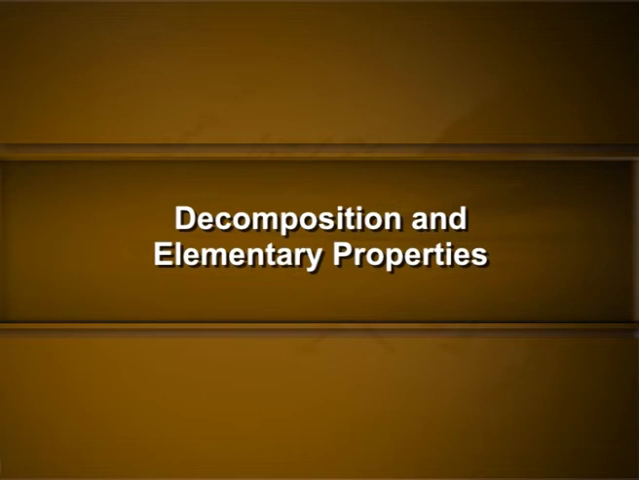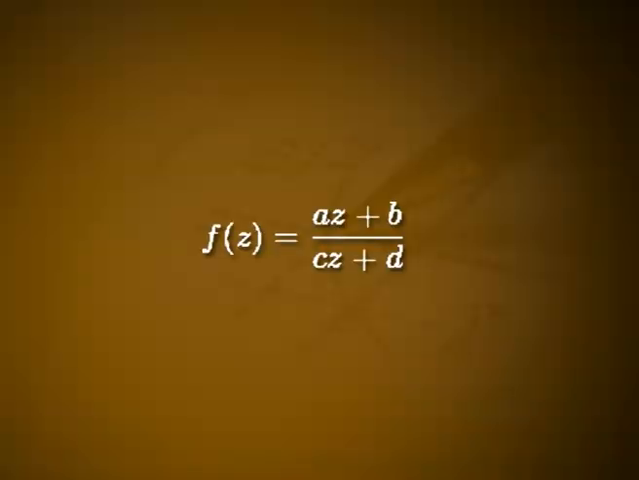They are also variously named homographic transformations, linear fractional transformations, bilinear transformations, or fractional linear transformations. Decomposition and elementary properties. A Mobius transformation is equivalent to a sequence of simpler transformations: translation by d by c, inversion and reflection with respect to the real axis, dilation and rotation, translation by a by c. Then these functions can be composed giving f of z equal to (az plus b) divided by (cz plus d).